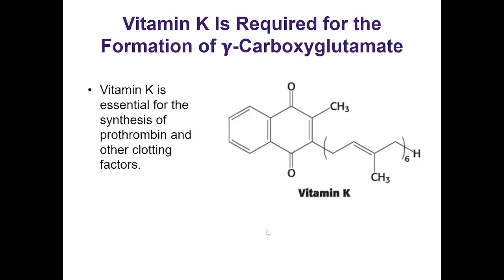So the vitamin K is actually going to be required for the formation of the gamma carboxyl glutamate. It's actually essential for the synthesis of prothrombin and other clotting factors, which is why if you ever have heard that you need to get more vitamin K if you're having trouble healing wounds, or if you're bleeding too much and you're having blood clotting problems, vitamin K, right? That's why.